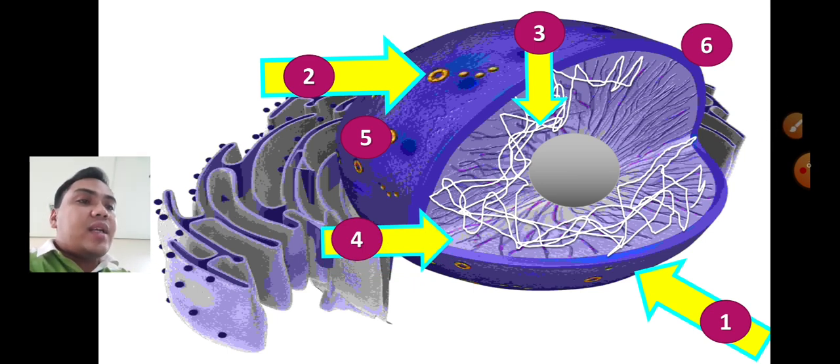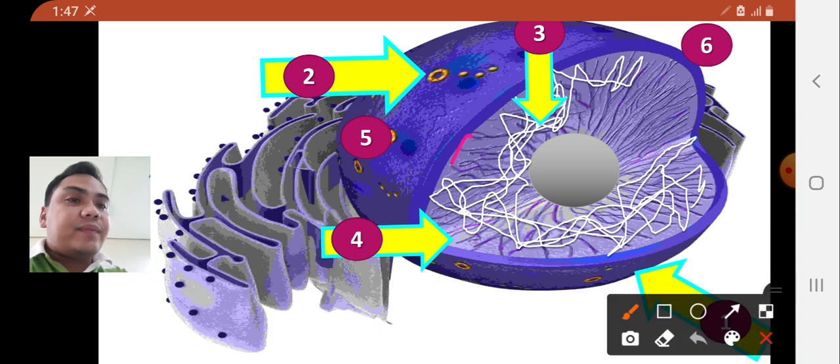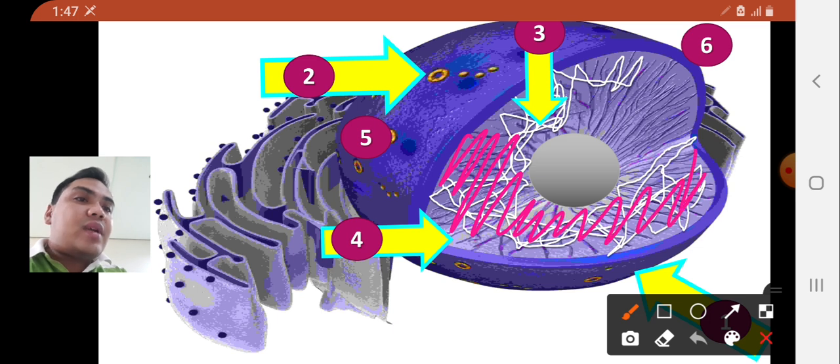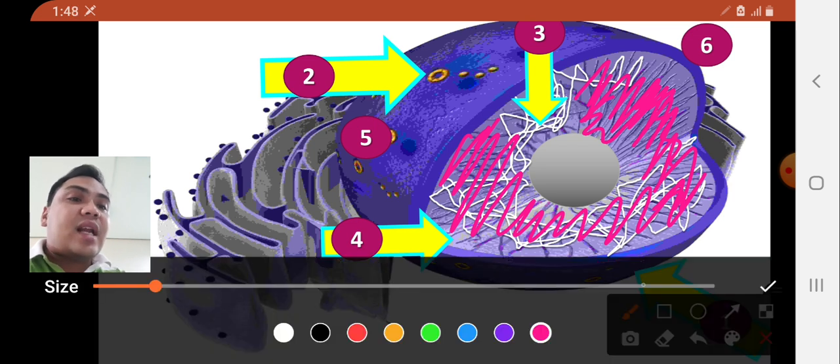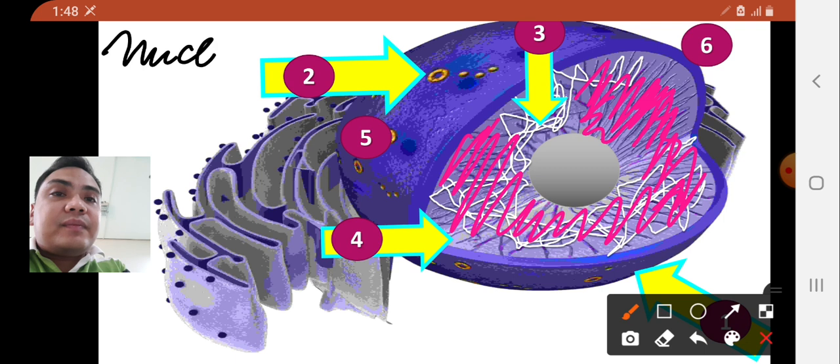Number 4 actually refers to the jelly-like substance inside the nucleus. Okay, so this portion was actually a jelly-like substance, similar to the cytoplasm of the cell. So take note that inside the nucleus, it consists of a jelly-like substance which is known as the nucleoplasm. Nucleoplasm, also known as karyoplasm.